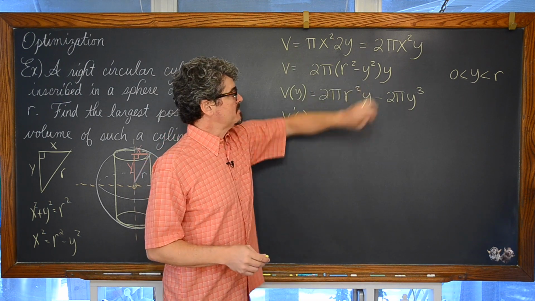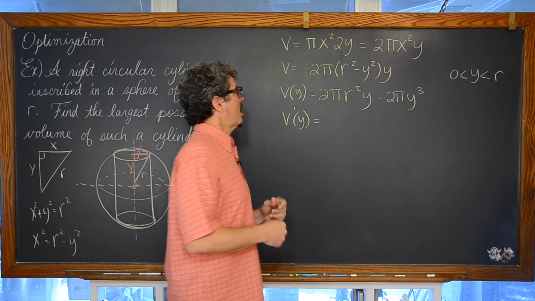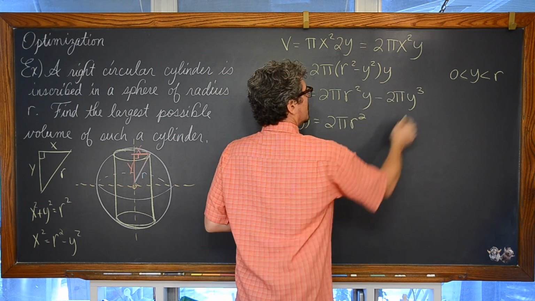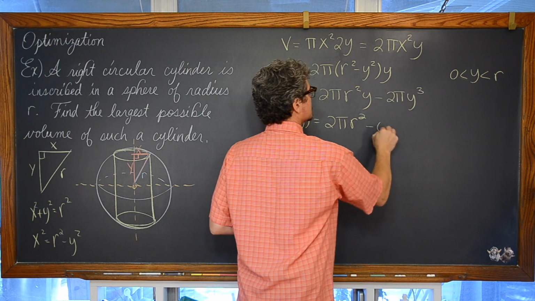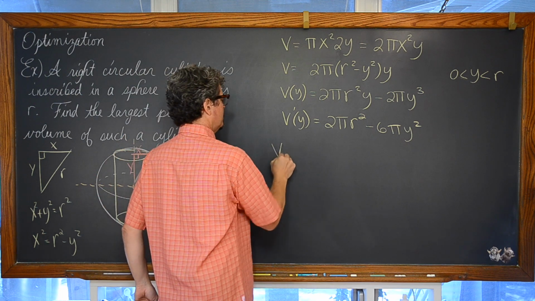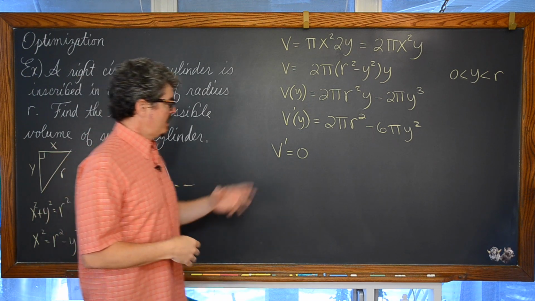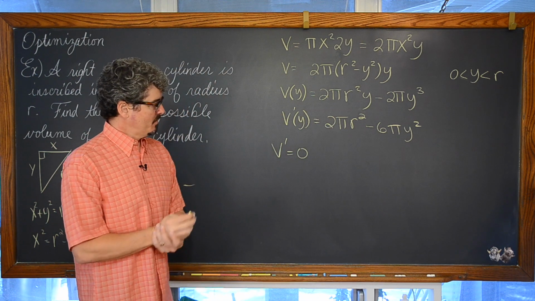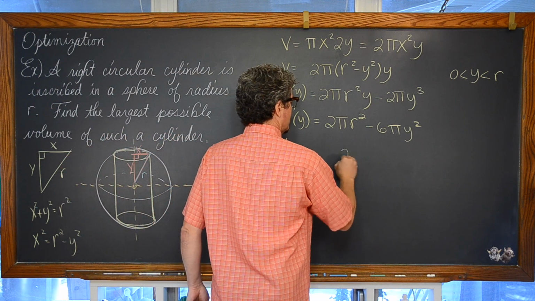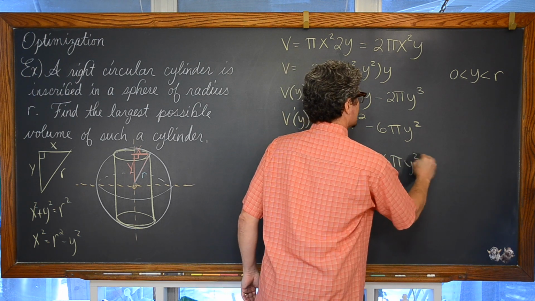So you have a constant times just simply y. And we're going to be taking a derivative with respect to y. So V prime of y is just simply 2 pi r squared. And here, just using the power rule, 3 times negative 2 is negative 6 pi y squared. And we need to find out where V prime is equal to 0, and where it could potentially be undefined, but V prime is never going to be undefined because this is really basically just a polynomial. So setting this equal to 0, we have 2 pi r squared minus 6 pi y squared is equal to 0.